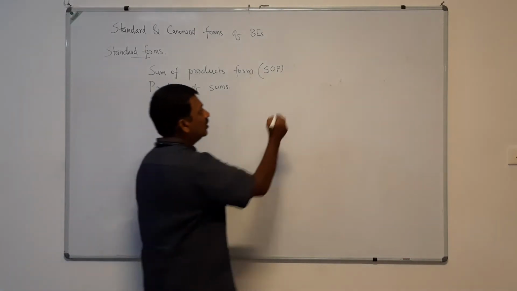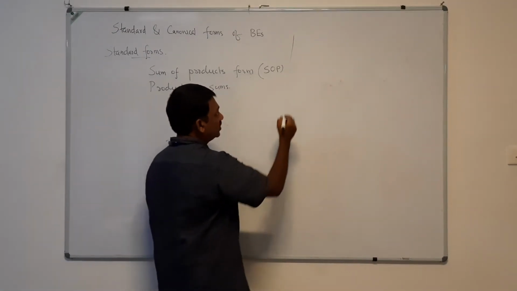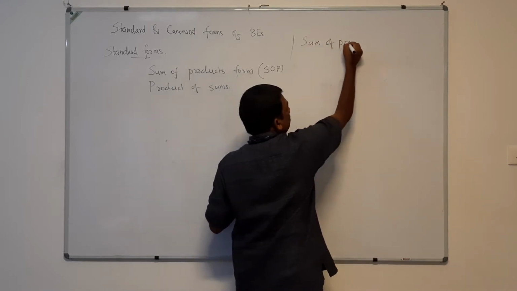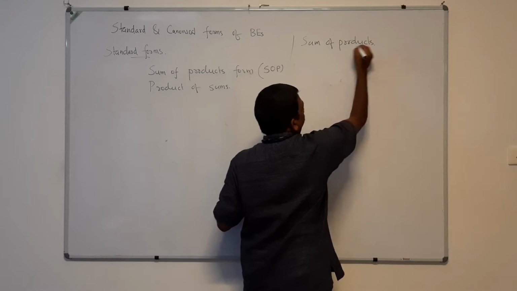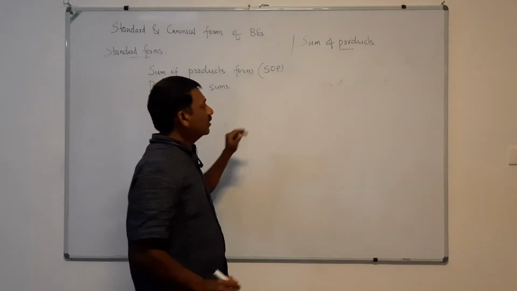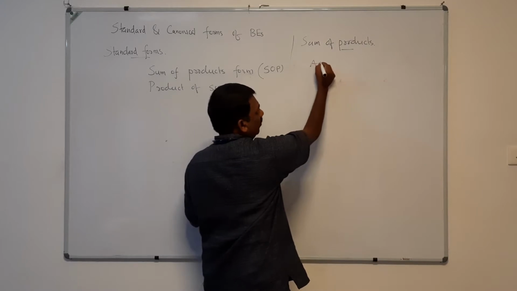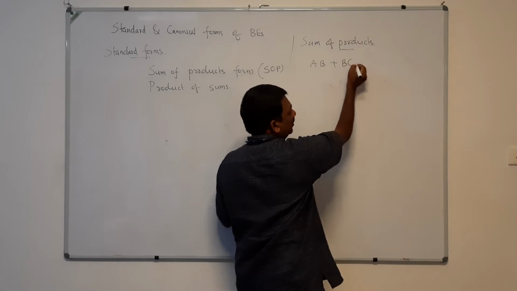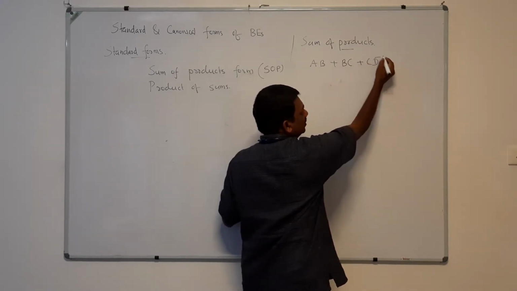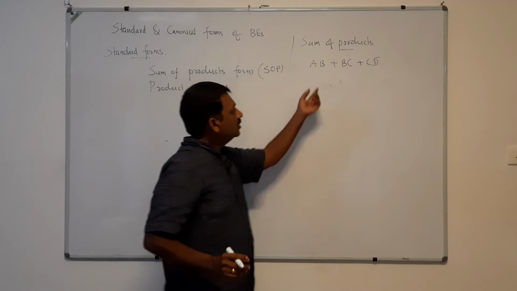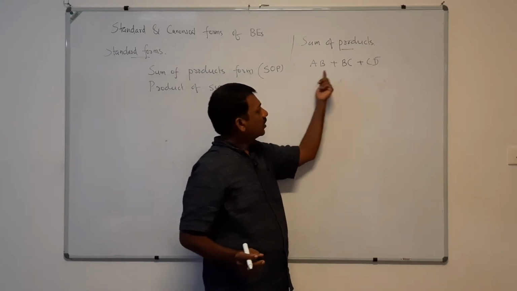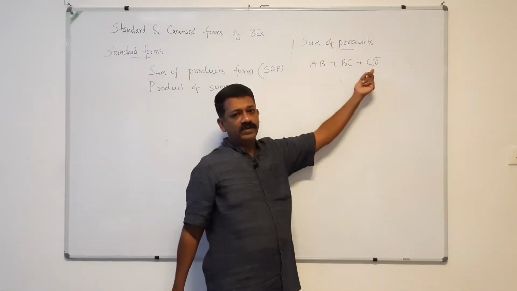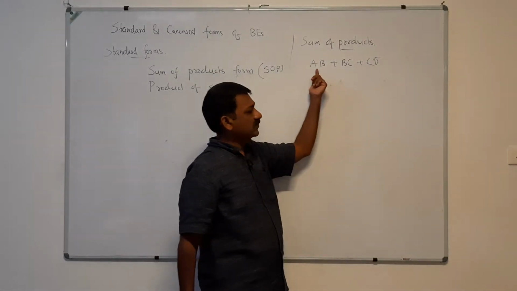As far as sum of products form is concerned, here AB is a product, BC is another product and CD bar is another product. This is the sum of three products AB, BC and CD bar. This is called sum of products form, or SOP form.